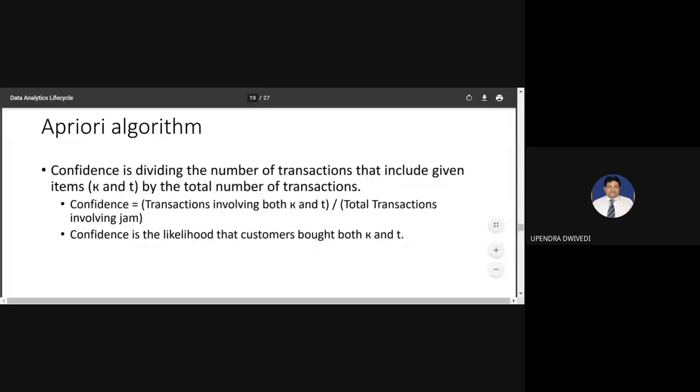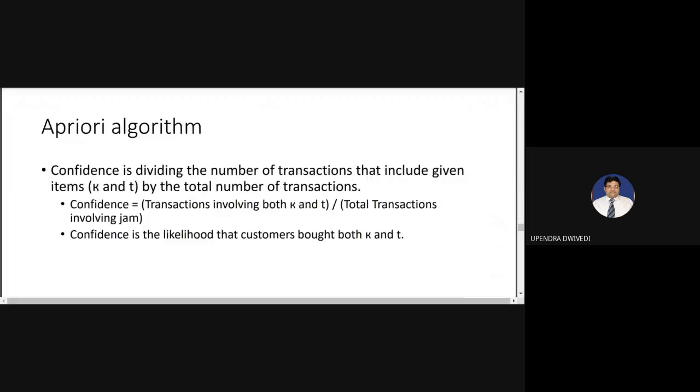So confidence is dividing the number of transactions that include the given item set, suppose item set K and T, by the total number of transactions. So confidence equals the transactions involving both K and T divided by the total number of transactions involving K. Here the item is represented by K, or you can represent it by anything. So here we are representing it by K. Let me correct that, because we have to revise it.